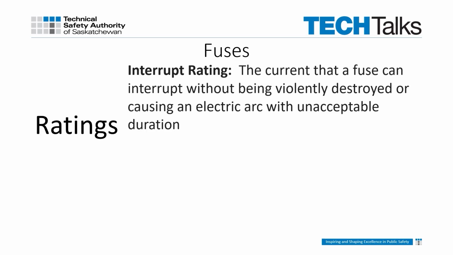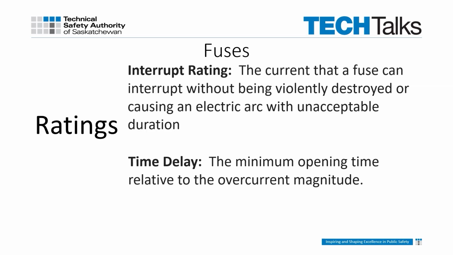Interrupting rating is the current that the fuse is able to interrupt without being violently destroyed or causing an electric arc with unacceptable duration. Fuses should have an interrupt rating equal to or greater than the maximum fault current available at the fuse's point of application. Fuses have interrupt ratings from 10,000 amps to 300,000 amps.